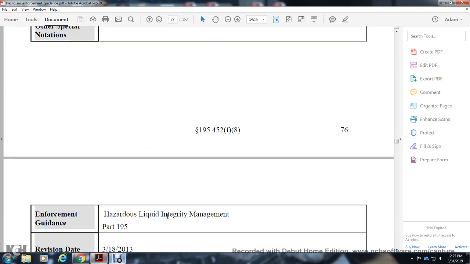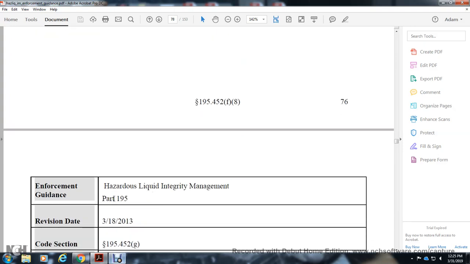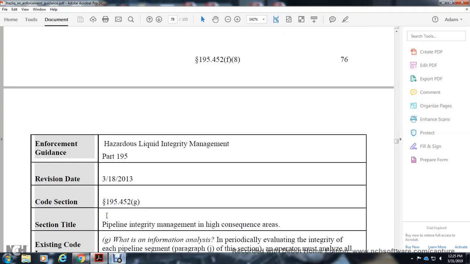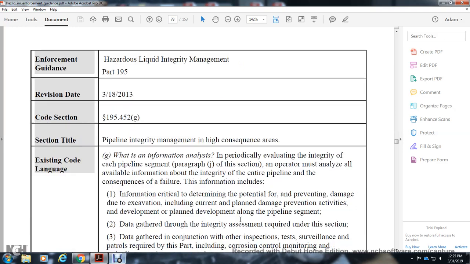Enforcement guidelines, hazardous liquid integrity management program. Part 195, March 18th, 2013. 195.452(g) of the Pipeline Integrity Management in High Consequence Areas section. Title: existing code language. For the periodic evaluation of the integrity of each pipeline, under paragraph (j), the operator must analyze the information available to integrate the entire pipeline with the consequent information included.